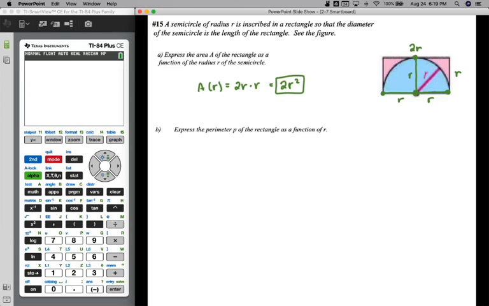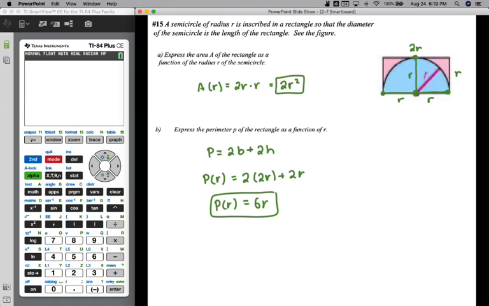All right, the next piece is asking us to find the perimeter of this rectangle in terms of r. So if we think about perimeter, think back to geometry. Perimeter is always 2 times the base plus 2 times the height. So the perimeter in terms of r is just 2 times our base, which is 2r, plus 2 times our height, which is 1r. That gives us a total of 6 r's for the perimeter of this rectangle in terms of r, the radius of that semicircle.